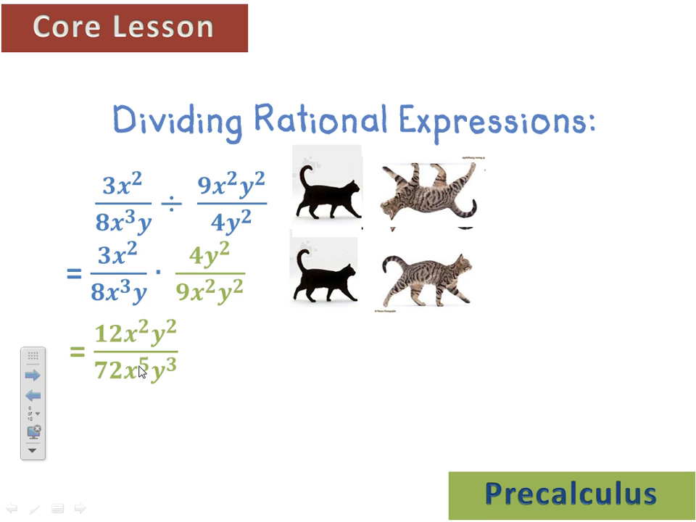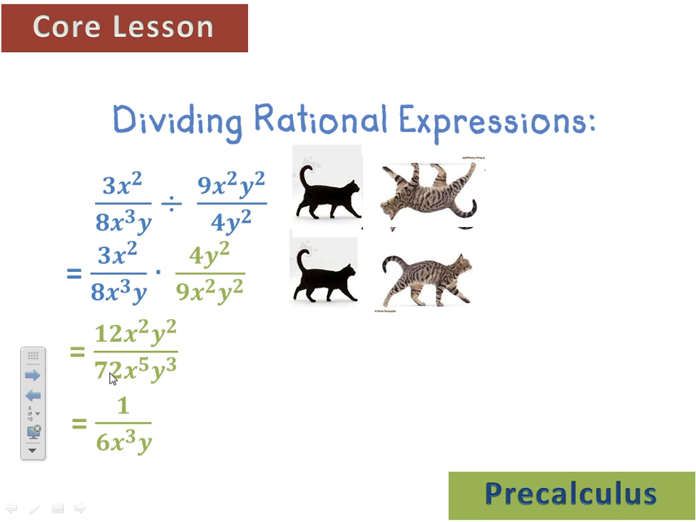Where did I get x to the fifth? X cubed times x squared. When you multiply variables that are the same letter, you add exponents. So x cubed times x squared, 3 plus 2 is 5. Or you can just write 3 x's, 2 x's, that makes 5 x's.